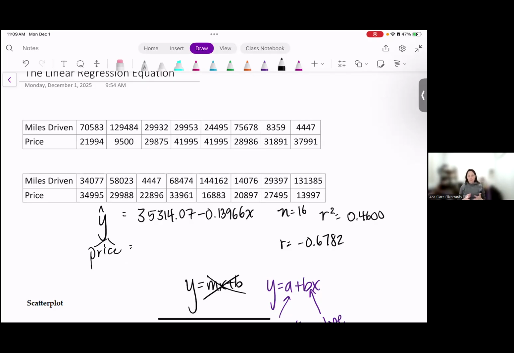What is the coefficient of determination? How does it relate to R? What is this prediction? Let me write the prediction with the units or variables. So these are my regression equations. It is the least squares regression equation. It's the line of best fit that allows me to predict what the price is going to be based on how many miles I drive.